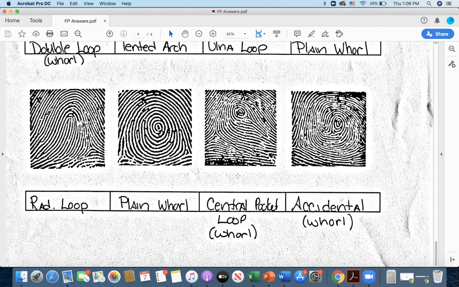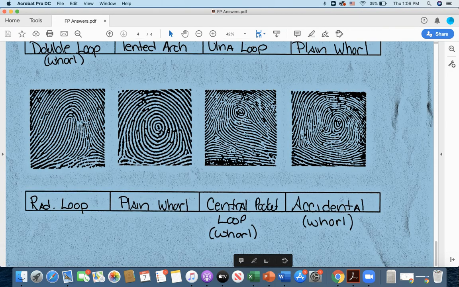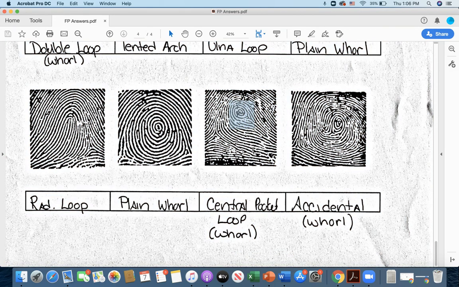The third pattern, this is our central pocket because we have that circular pattern. We could see that core, but this area right here, this is where we have that line and it closes off. So if you notice, if I were to look just over here, it kind of looks like a loop because the lines are coming in and out of the same place. But the fact that I have the circular pattern in the middle, that is giving us the pattern of a whorl because it does close off. It is a circular pattern in the center.